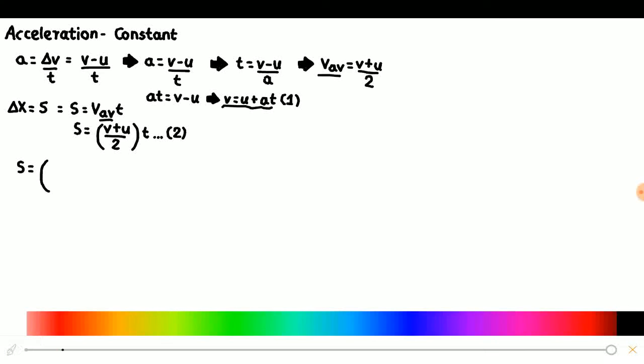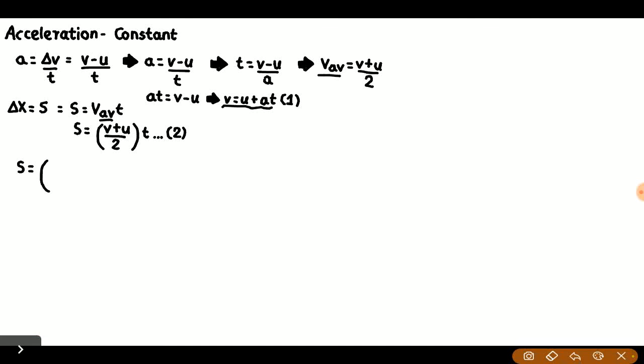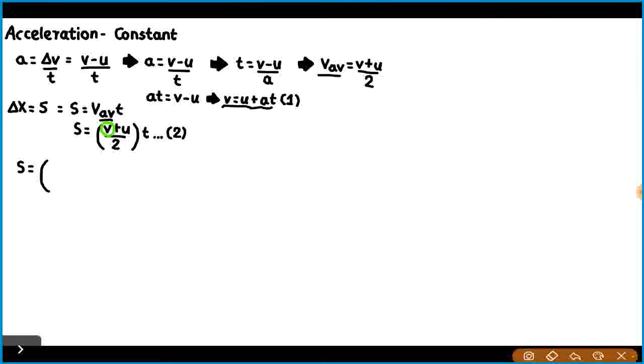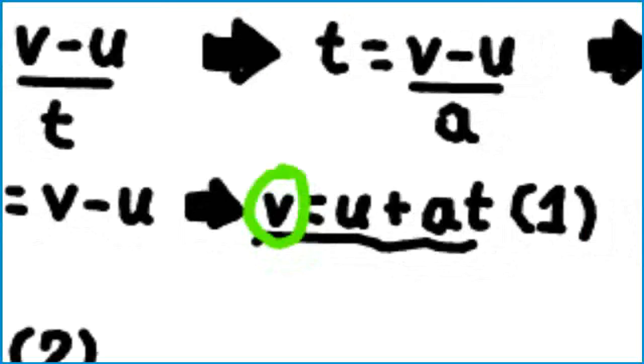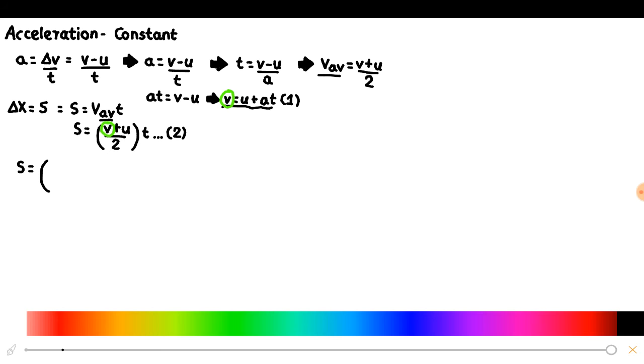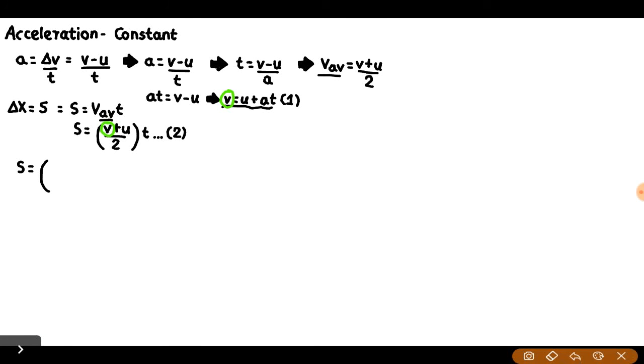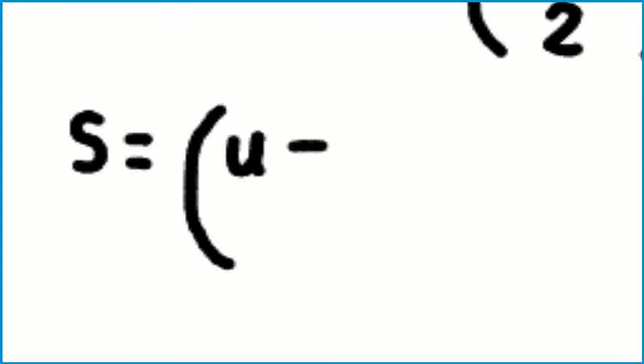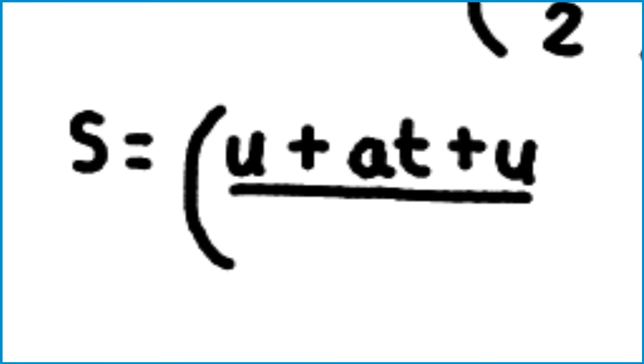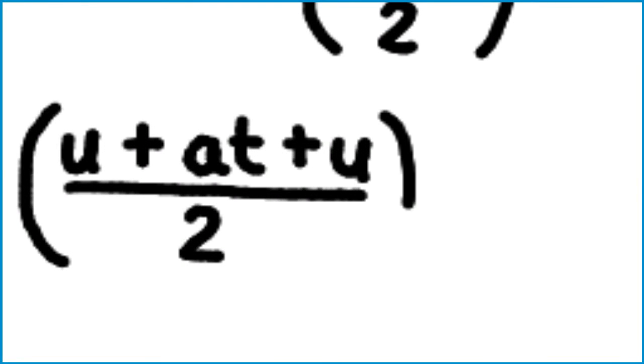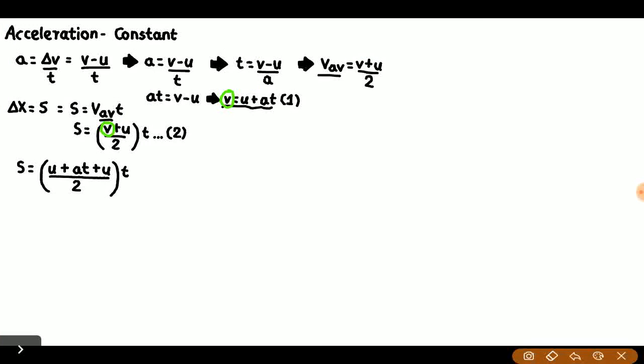So let's express it as follows. Here v is u plus at, so we can write u plus at, plus u, over 2, times t. Here we have u plus u, which is 2u, so 2u plus at.